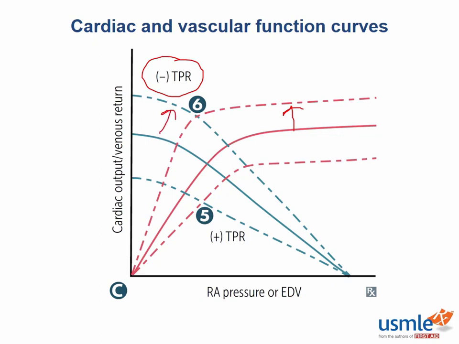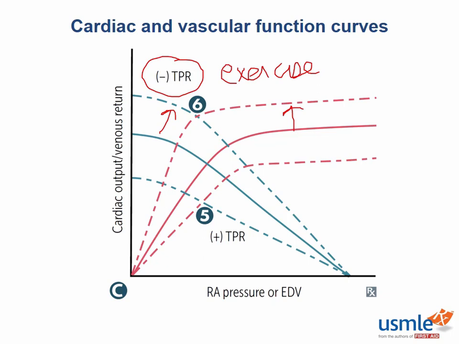Now, in what sorts of situations do we see a decrease in total peripheral resistance? Well, there's a couple important and high-yield situations, particularly in exercise. When we exercise, we see a decrease in total peripheral resistance because we have local vasodilation in all of our muscle beds to increase blood flow to, say, our quads and hamstrings when we're running, and as a result we get a decrease in systemic total peripheral resistance.